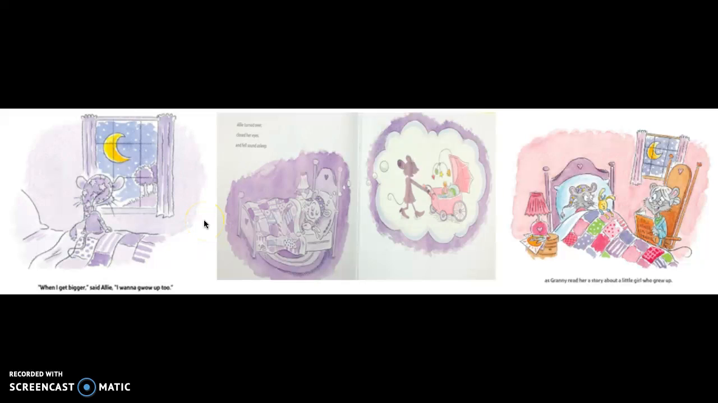Hi, boys and girls. For this activity, you should have already listened to the story When I Grow Up. Now, it's your job to look at these picture cards and retell the story by putting the events in order. What happened in the beginning of the story, the middle of the story, and the end of the story?